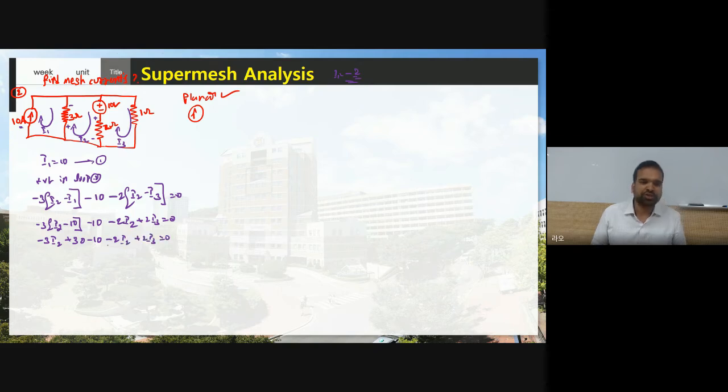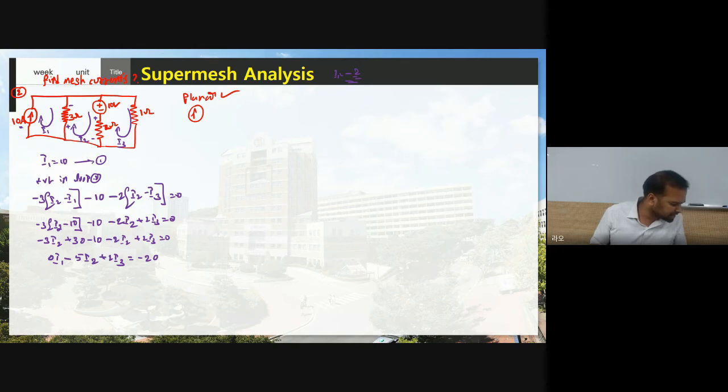You always need to write I1 terms, I2 terms, I3 terms and constant terms. Do you have any I1 terms? No, therefore 0 I1. Do you have any I2 terms? Yes, minus 3 minus 2, therefore minus 5I2. Do you have any I3 terms? Yes, 2I3. Then plus 30 minus 10 plus 20, and if it goes to the other side, minus 20. Yes or no? Minus 20.